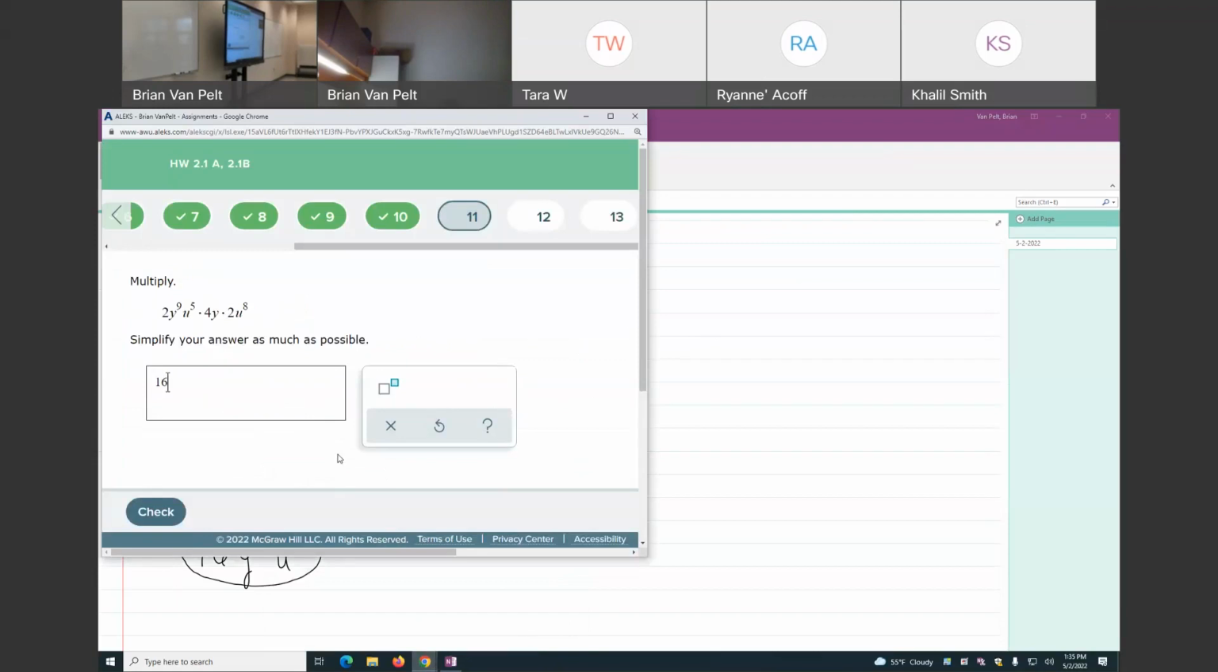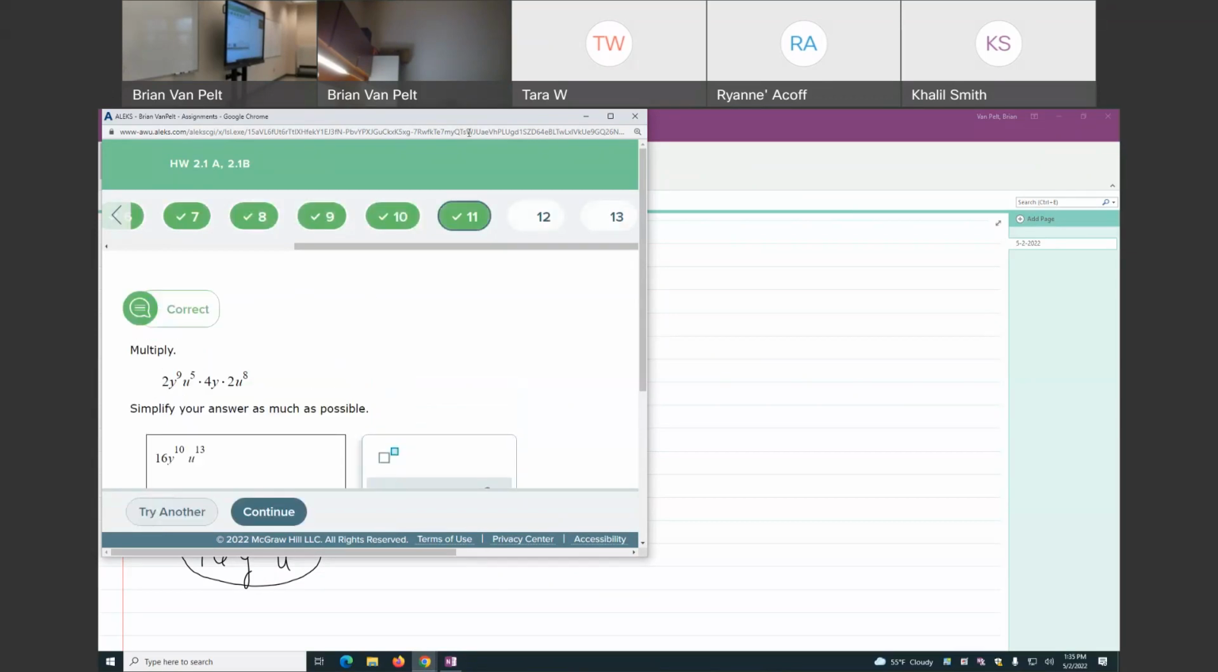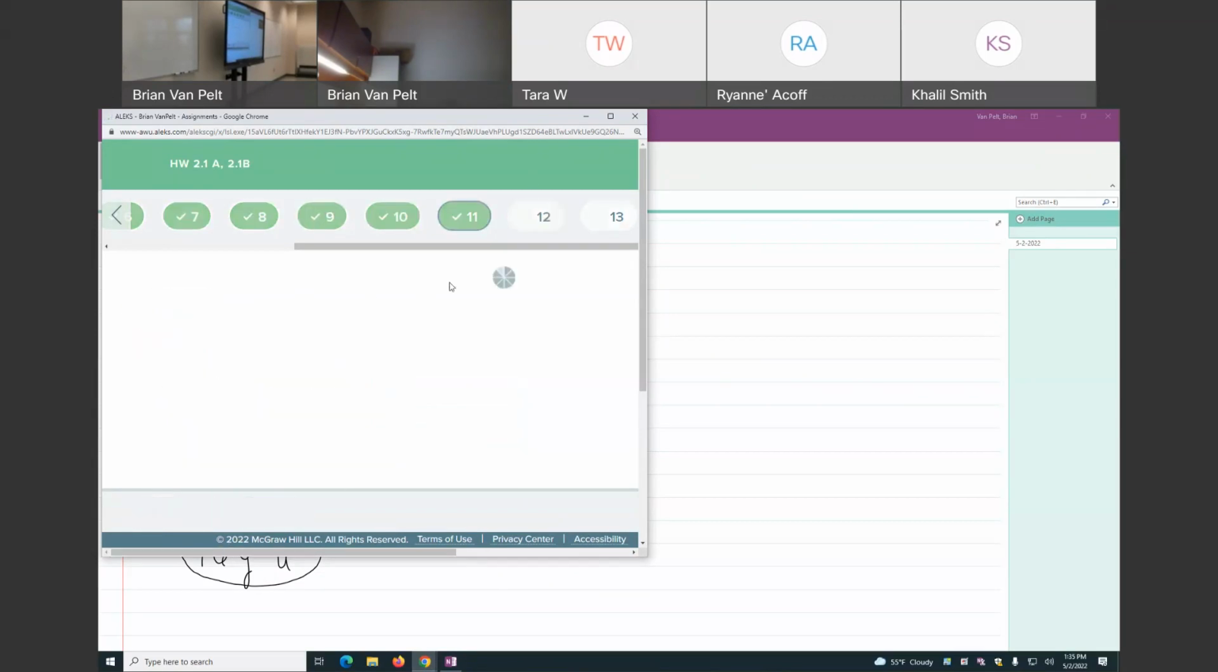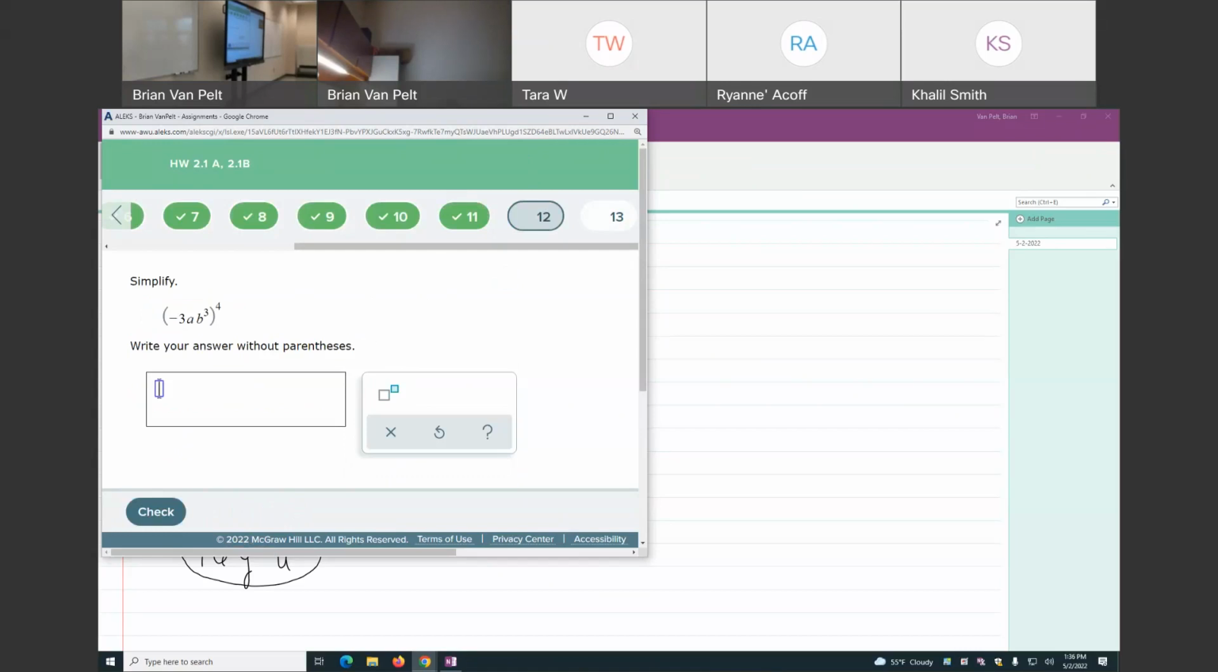We see a 16 y to the 10th. There it is. I don't think it should require you to have a multiplication. Oh, I guess it doesn't even want you to. Y to the 13th. Eventually, I think this repeats after a certain amount of questions. How about this one here? Write your answer without parentheses.